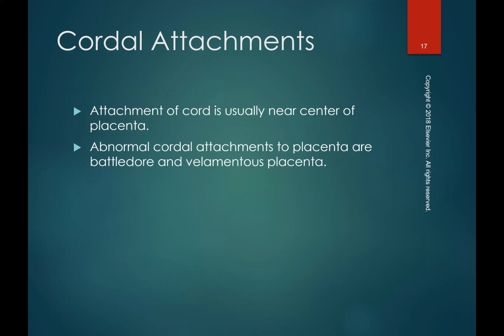So from the placenta, there is a chordal attachment, and the attachment of the cord is usually near the center of the placenta. That's where we want it. Abnormal chordal attachments to placenta are battledore and velamentous placenta, which we'll talk about in just a second.